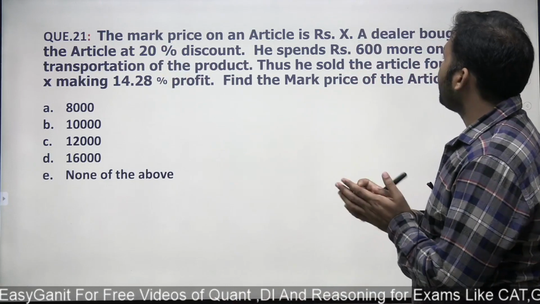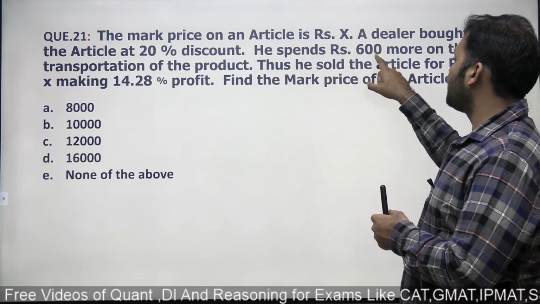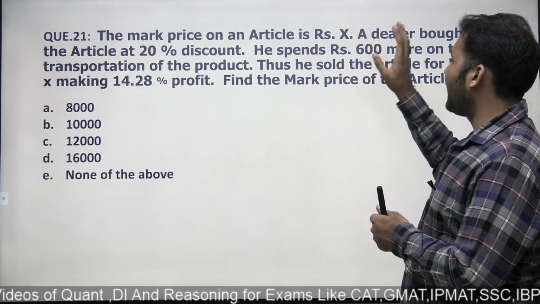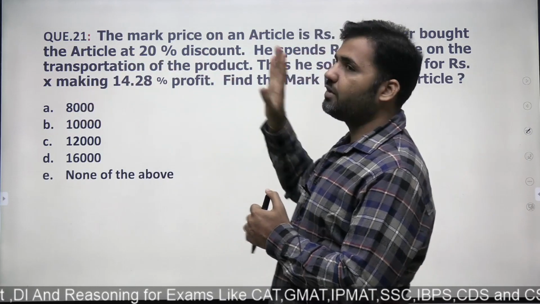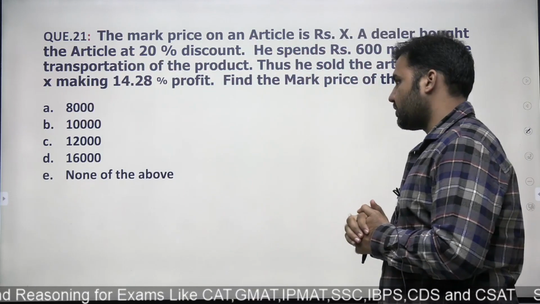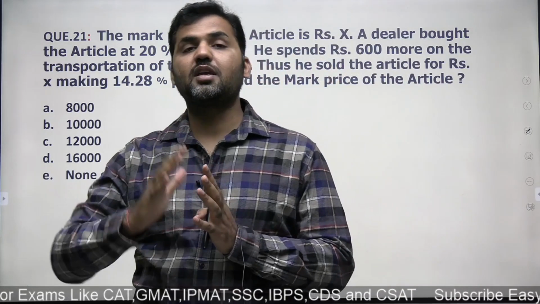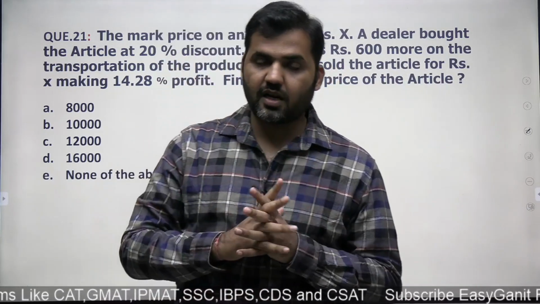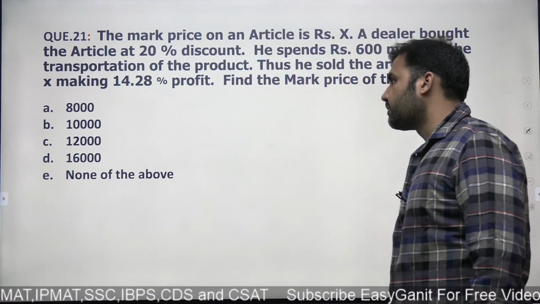The mark price on an article is rupees X. Dealer bought the article at 20% discount, spent 600 rupees more on transportation and then selling the product at the same price as X, making 14.28% profit. Find the mark price of the article. I'll help you out in solving this question without assuming any variable. बिना equation बनाए इस question को solve कैसे करना है उस technique पे हम बच्चों discuss करेंगे.